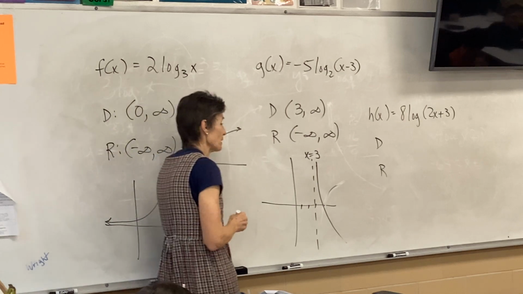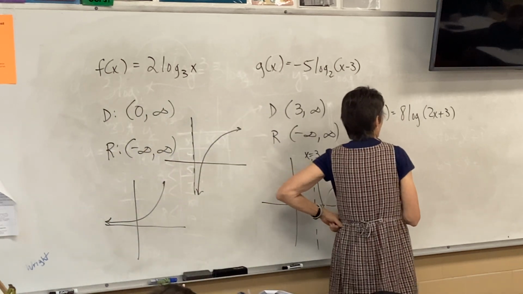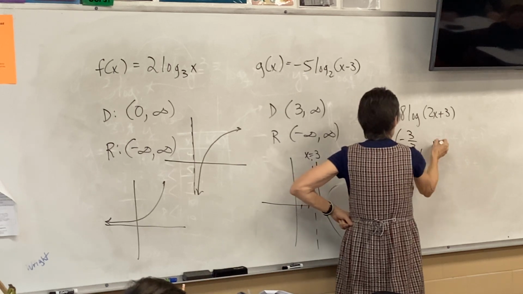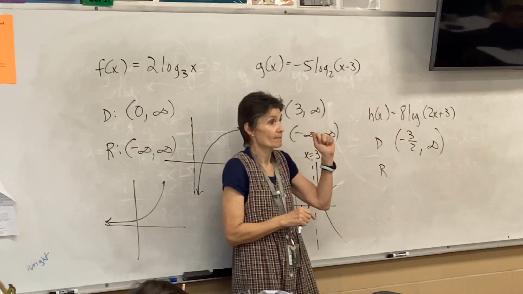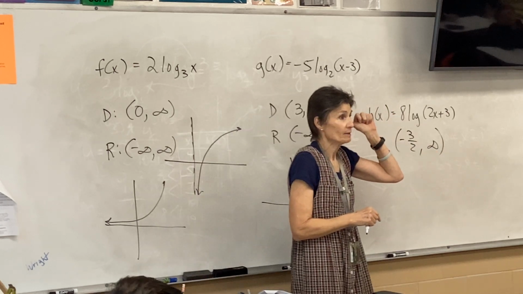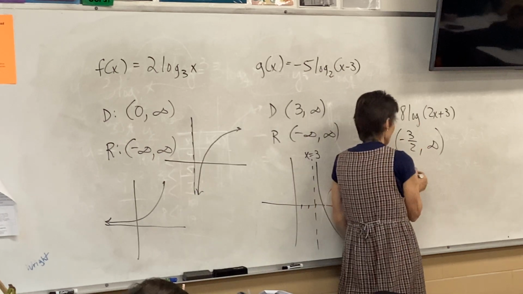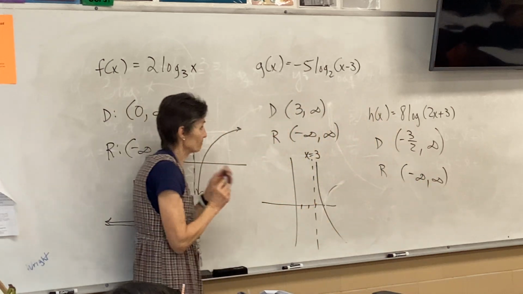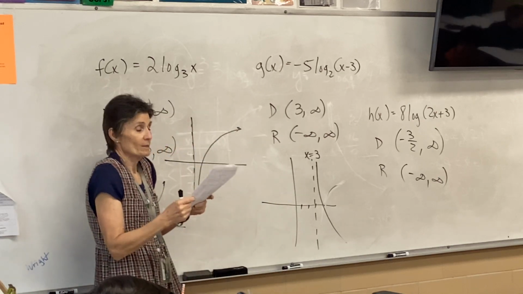All right, tell me what you think about this one. 8 log 2x plus 3. What do you think your domain's gonna be? Perfect. Because what's that gonna do? Shift us 3 halves to the left. And what's my range gonna be? Yeah, negative infinity. Oh, logarithms are so fun.